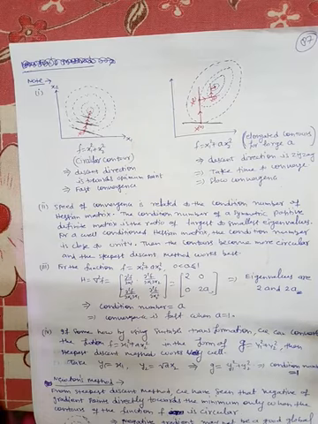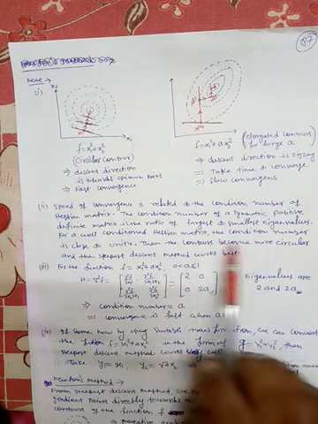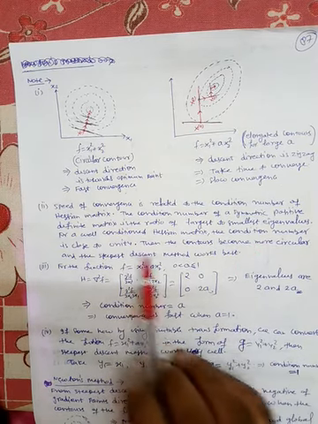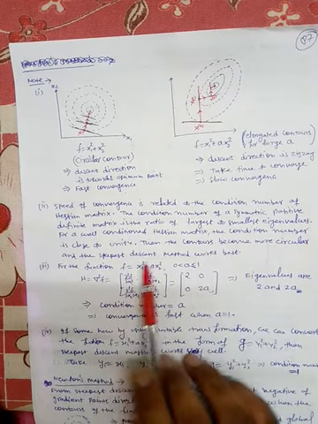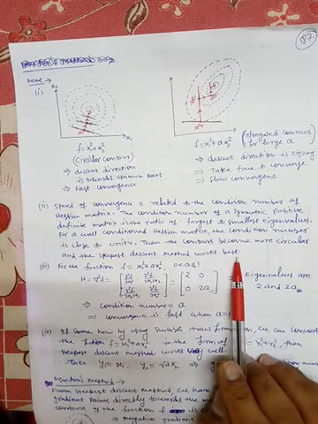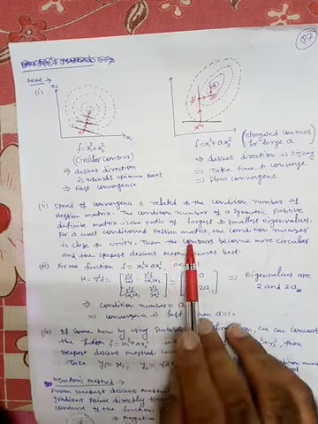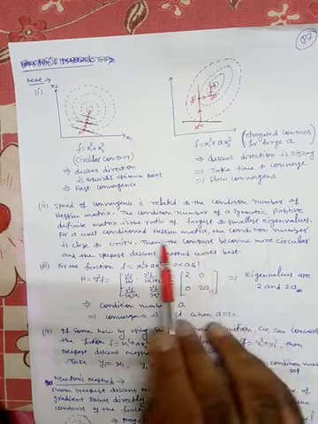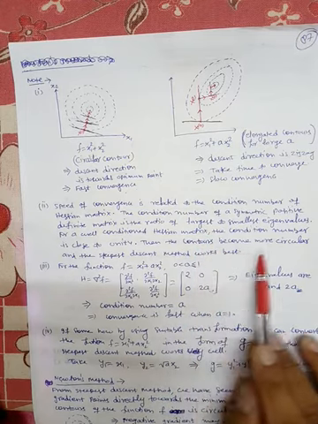But how to decide whether the contour is circular or elongated? You can decide this with the help of the condition number. For a well conditioned Hessian matrix, the condition number is close to unity and then the contour becomes more circular and the steepest descent method works best. So with the help of the condition number you can find the behavior of the Hessian matrix and then you can decide the shape of the contour.